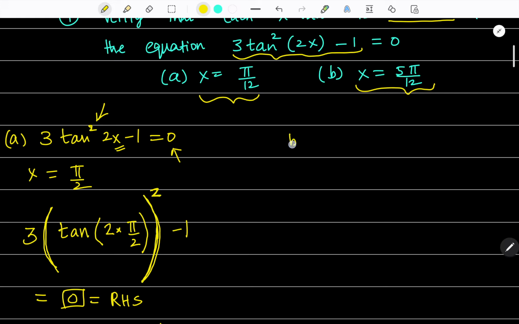Right. Let me go to the B question. So here also, 3 tan square 2x minus 1 equal to 0.